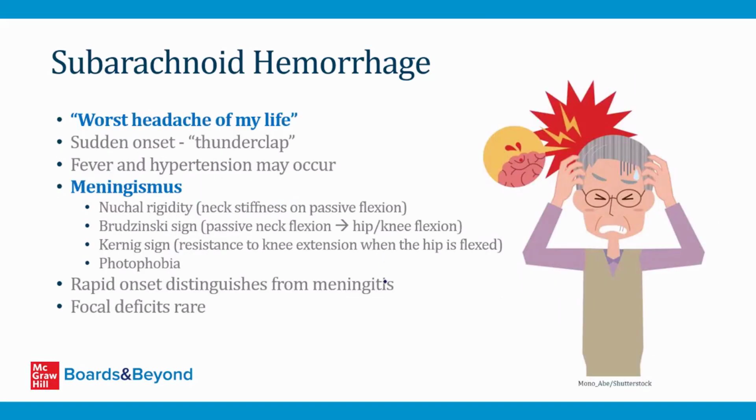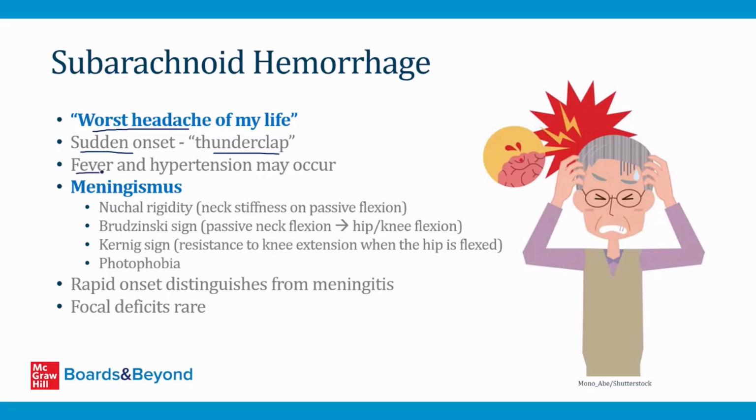So the headache associated with subarachnoid hemorrhage is very severe. Classically, patients will say it's the worst headache of their life. Also, they will often report that it came on very suddenly. It's classically described as a thunderclap headache. That's because when that aneurysm ruptures, blood floods into the subarachnoid space and immediately triggers a severe headache. There can also be inflammation in the meninges, and that can potentially cause a fever.